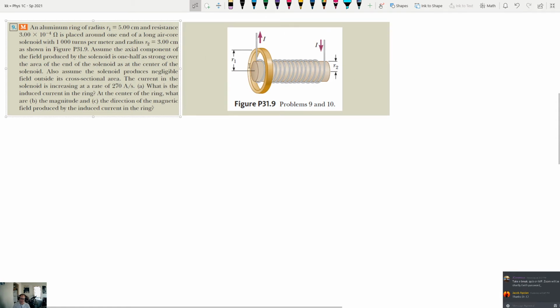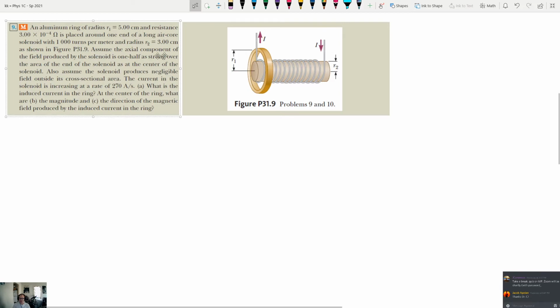So here's our picture. It says, an aluminum ring with a radius R1 equal to 5 centimeters and a resistance of 3 times 10 to the negative 4 ohms is placed around one end of a long air core solenoid with 1,000 turns per meter and a radius of 3 centimeters. Okay, so this is the ring with a radius of 5 centimeters and a resistance of 3 times 10 to the negative 4 ohms. And then the long air core solenoid is obviously this thing with all these coils that are drawn around it. The solenoid has 1,000 turns per meter with a radius of 3 centimeters.